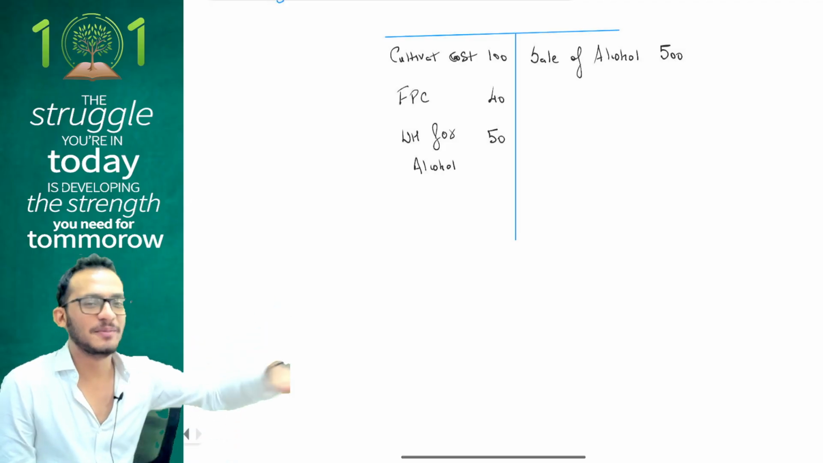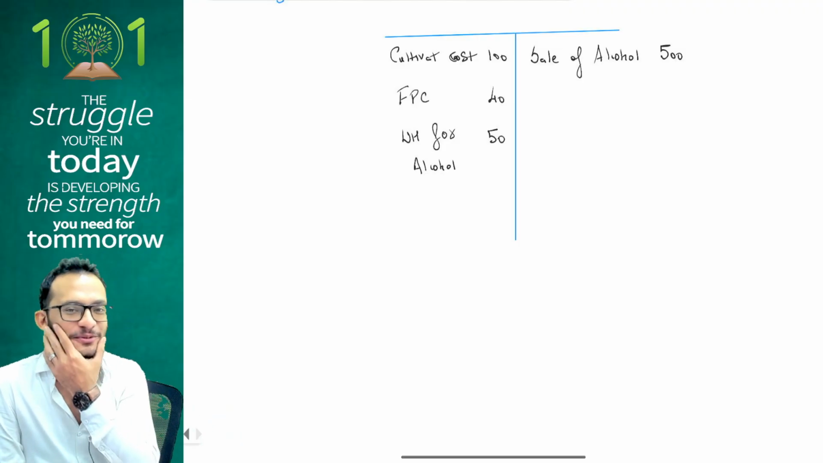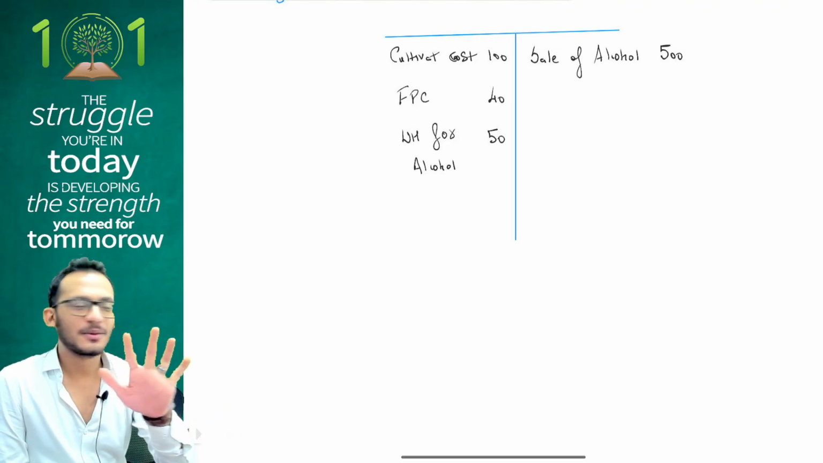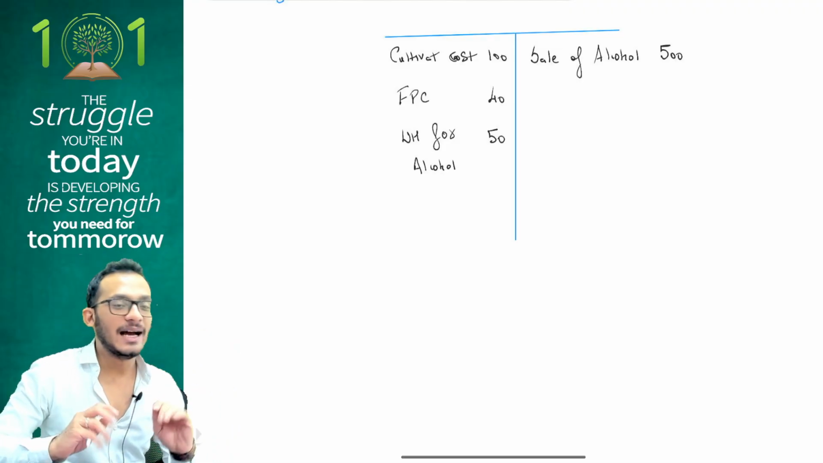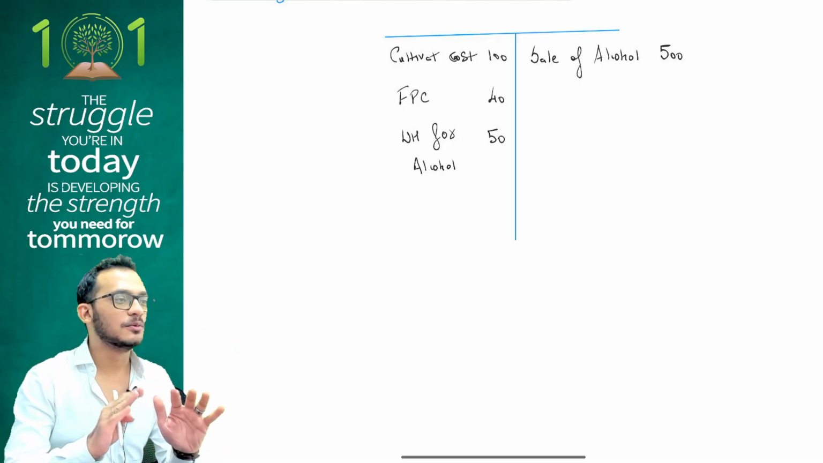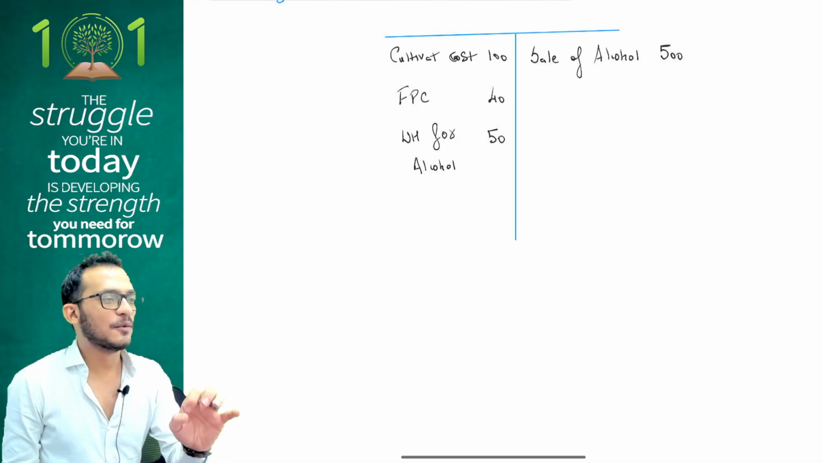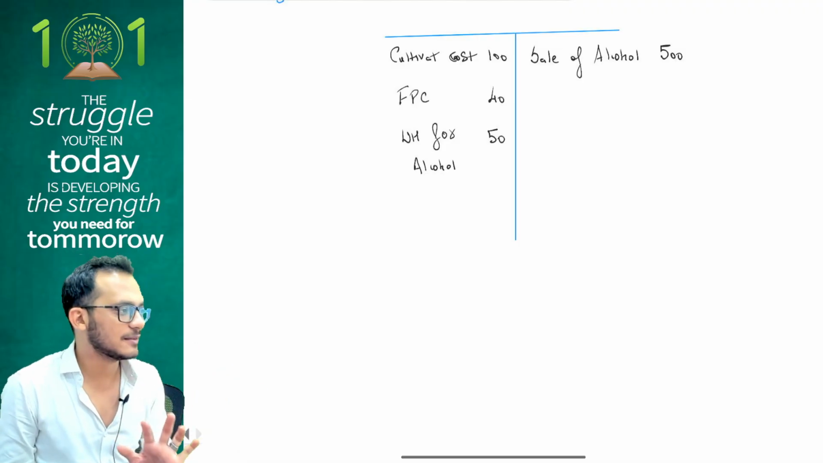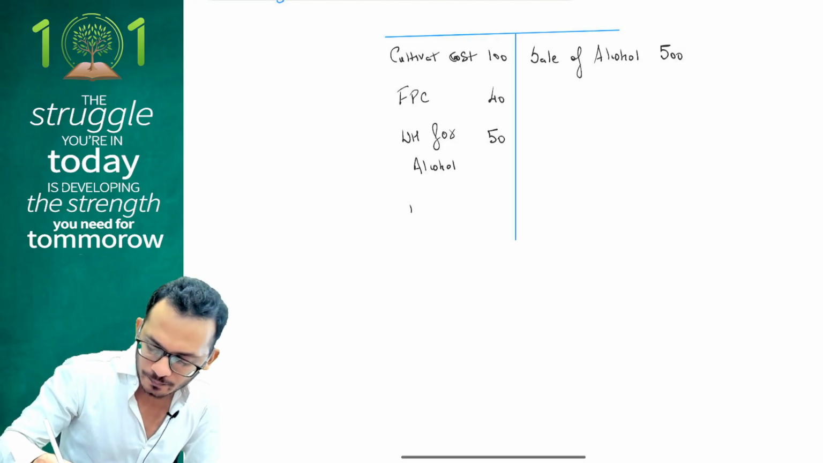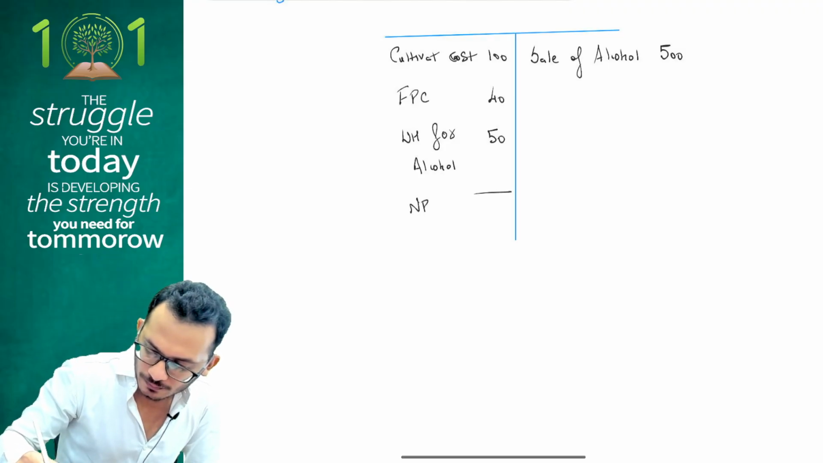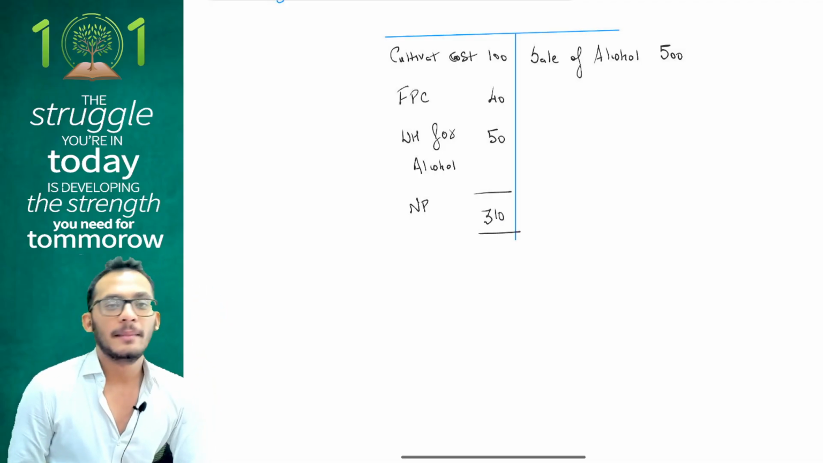I can prepare the whole P&L for you. If you go too specific, then there will be an issue. Good enough? For now, the facts are clear. Yes, I'm going to sell alcohol. I'm going to incur cultivation cost for sugarcane. I'm going to incur some additional cost for my factory premises. My profit in the statement is 310.